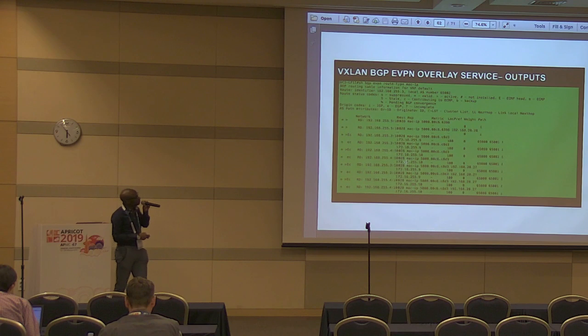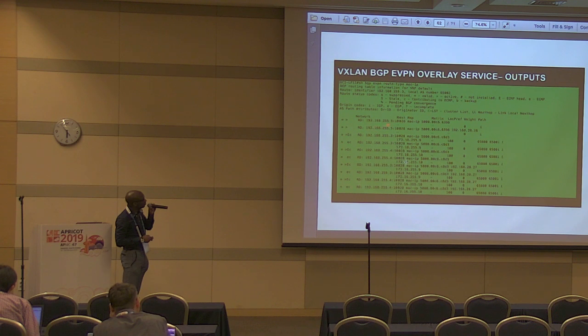This is what the type 2 MAC route looks like. So you've got your RD. Remember I was showing you the route encoding. You've got your route distinguisher. You've got your MAC address here.